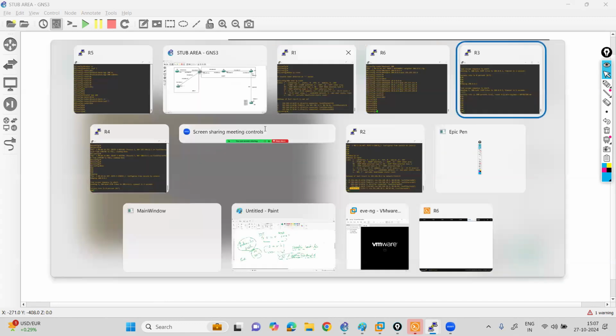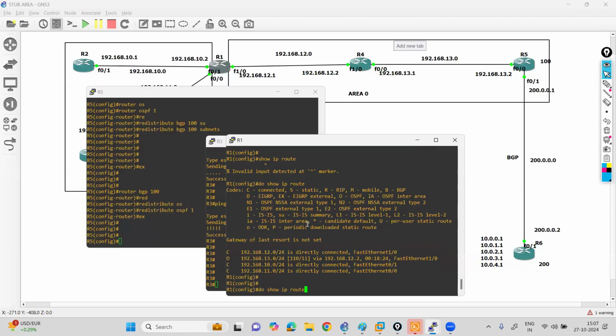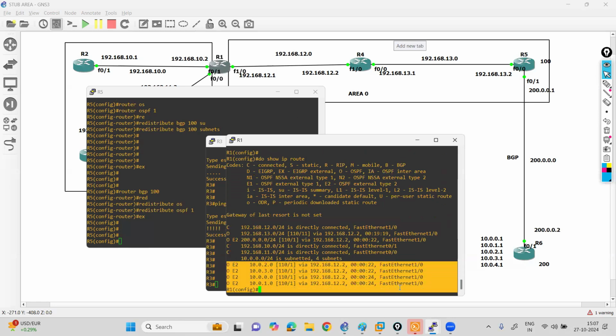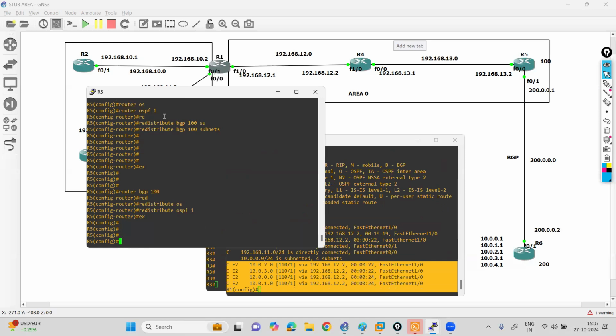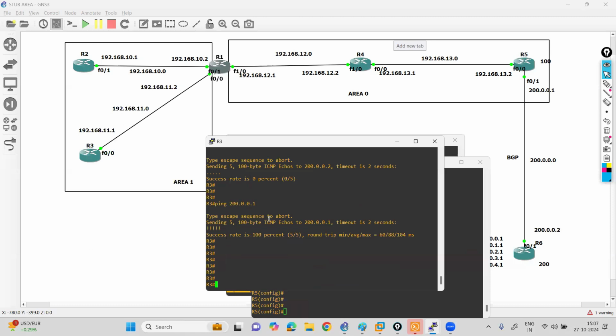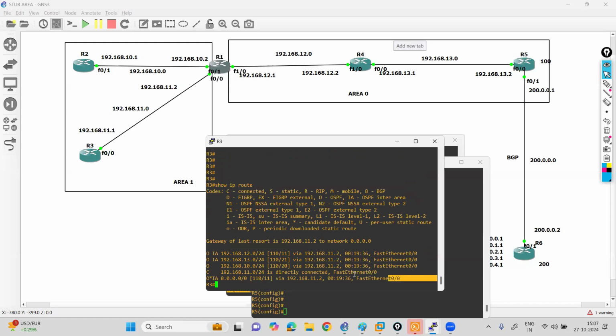Now let's check on router number 1 how many routes are available over here. On this one, put a command to show IP route. Now we got the external routes or not, dear? Yes, we got the external routes. And in the stub area on R3, when I put the command show IP route, you will find that there are no external routes coming here.